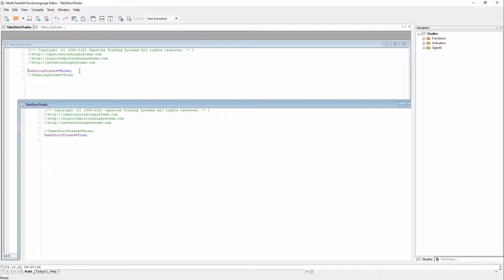But if I want to look at just one signal, just the long side or just the short side, in this case, I've commented out take long trades and made it false. And I have take short trades equals true. And the way this works in the strategy code, I want to show you.